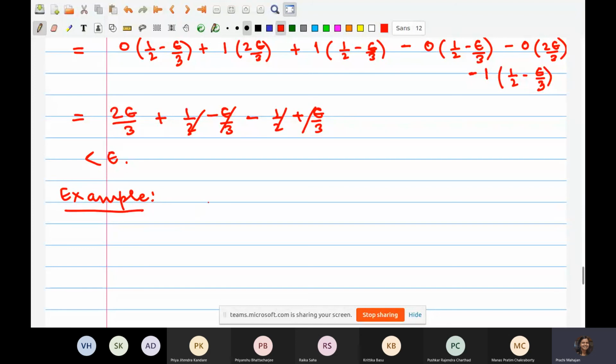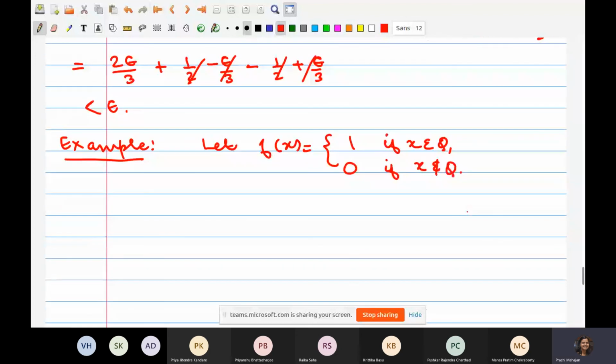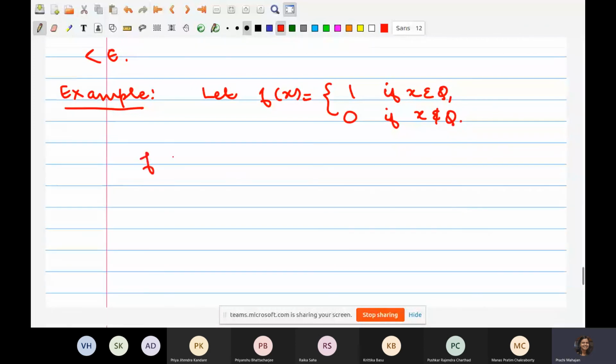Okay, let's consider the indicator function of rationals. So it is 1 if x is rational and it is 0 otherwise. So I claim that f is not integrable on any interval AB, for any interval AB.